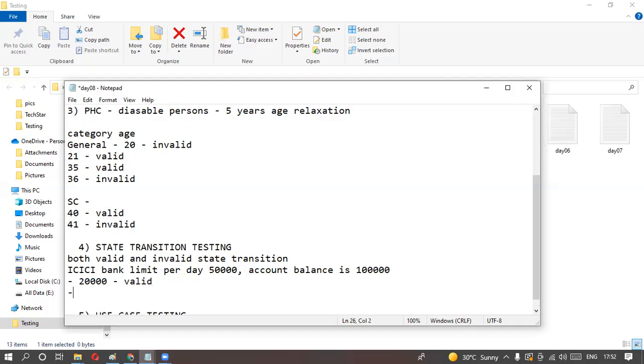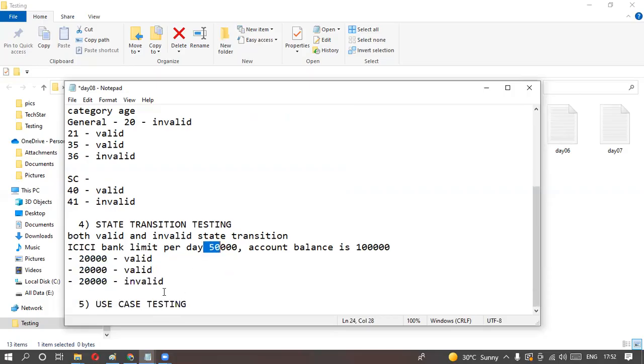Valid. Again, I wanted to withdraw another 20,000. Is it valid or invalid? Yes, it's valid. Again, I wanted to withdraw another 20,000. Is it valid? Invalid, because the limit per day is 50,000, but here we have already used 40,000. When you try to withdraw 20,000, the system will not allow you to withdraw. It shows that the per day limit is exceeded. This we call as state transition testing.